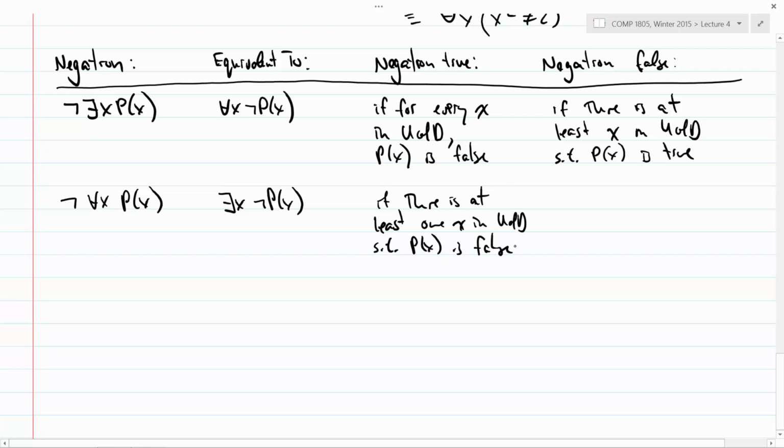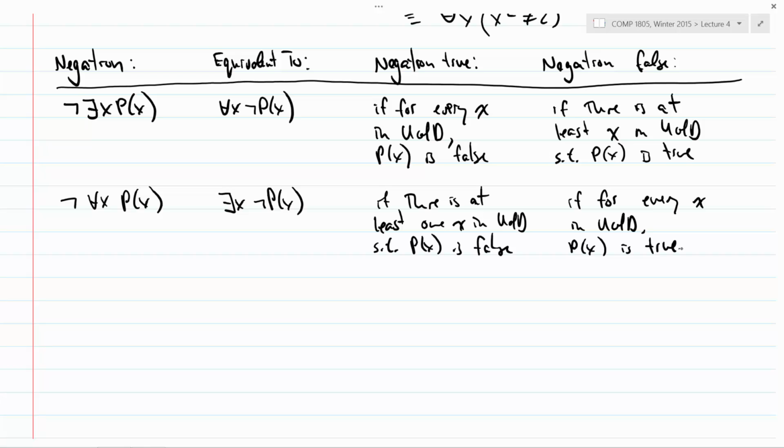And the negation is false if for every x in the universe of discourse, P(x) is true. All right, so if you're having trouble figuring out what's going on, maybe you will find this table helpful. If you don't find this table helpful, just continue what you were doing before. Any questions about the table? Yeah? Such that, or so that. Other questions?